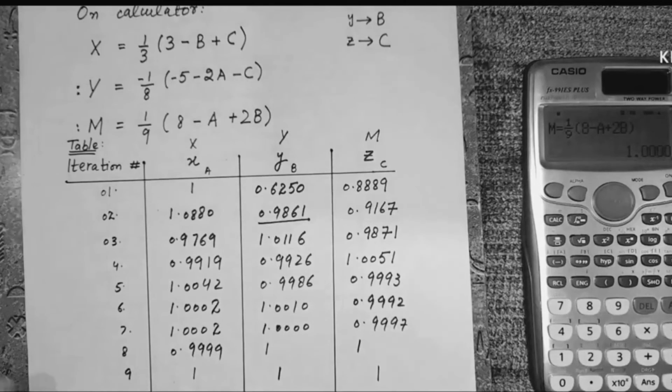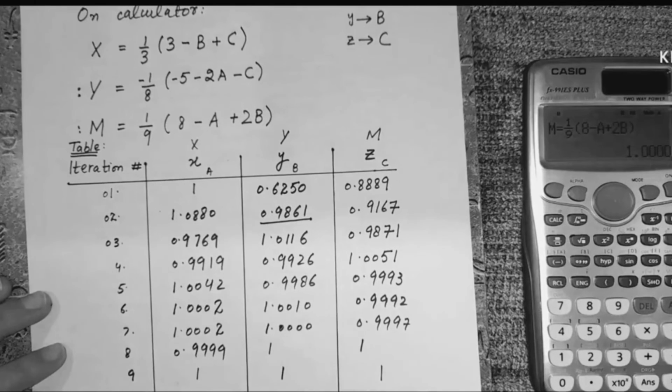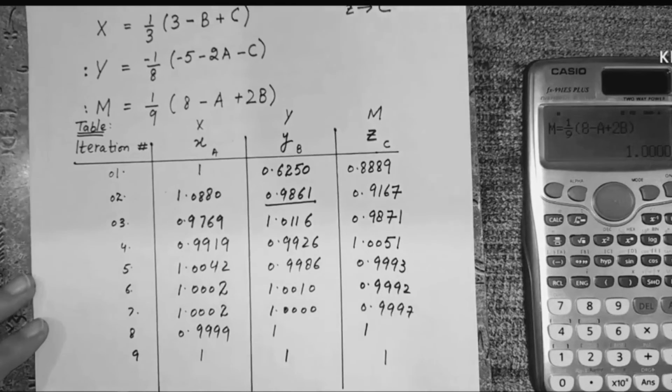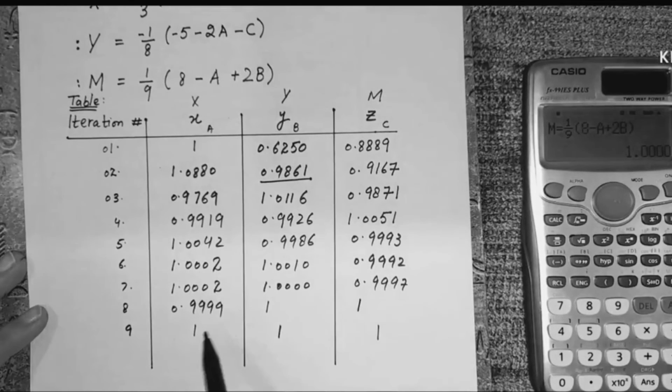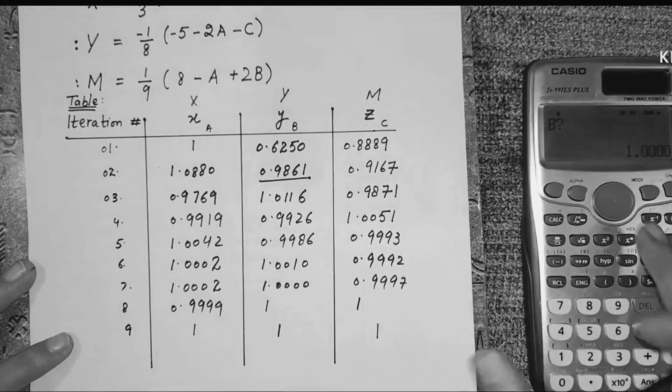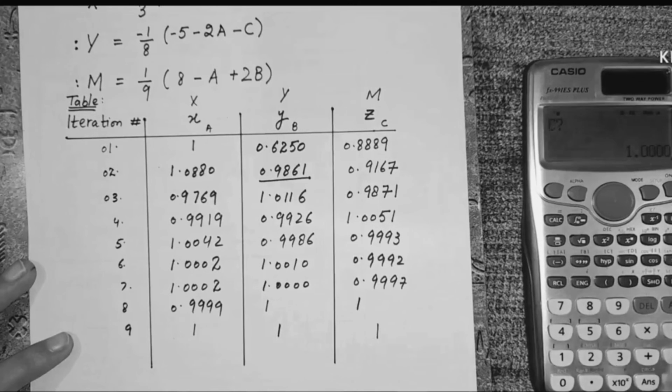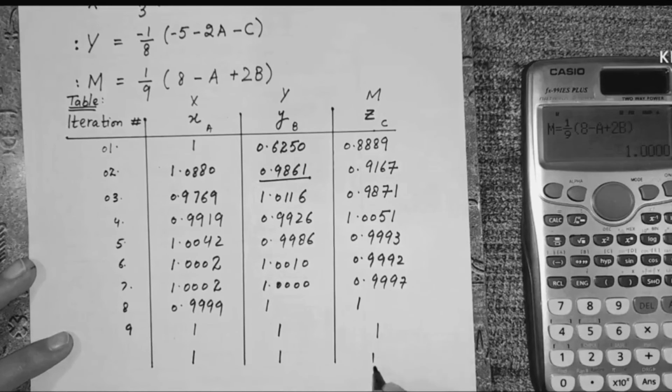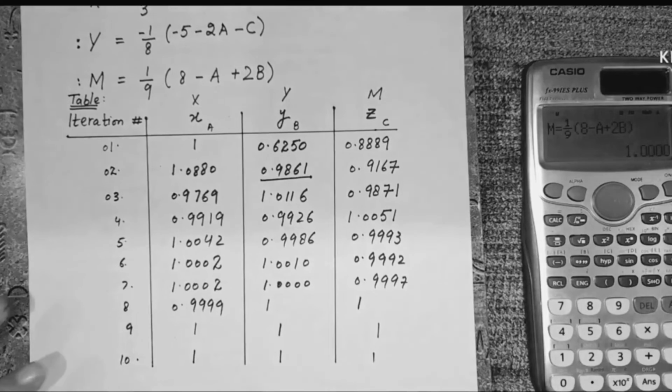Now as you can see, I have calculated all these values. Now let me tell you about the stopping criteria, where we have to stop: when all these values match the previous ones. Oh, let me calculate one more because this doesn't match. So for b, alpha y, for c, m, and for a, x. So now the value is 1, 1, and 1. This is our 10th iteration.